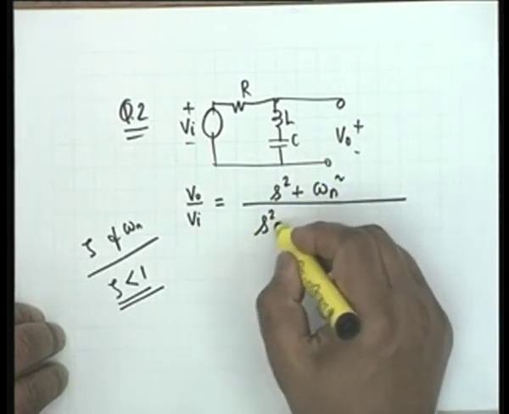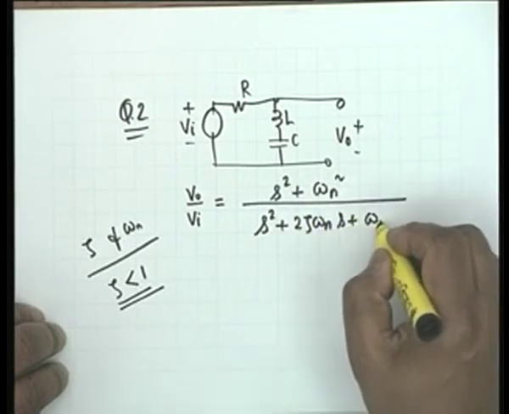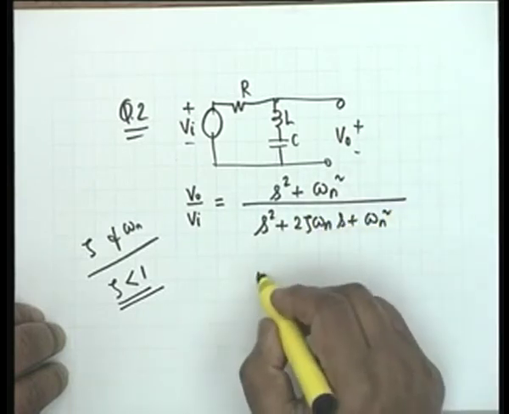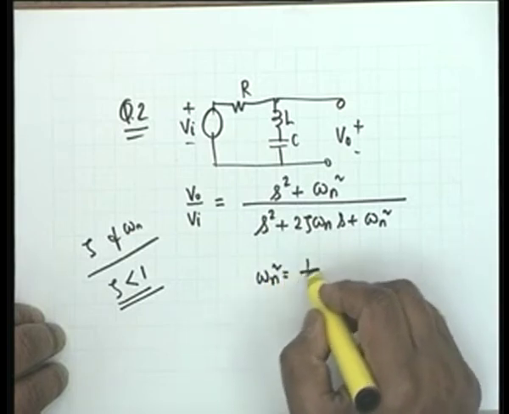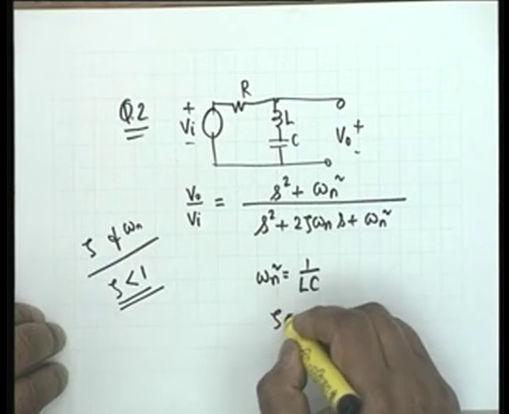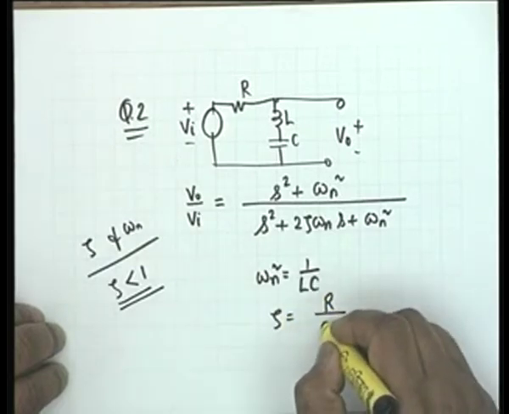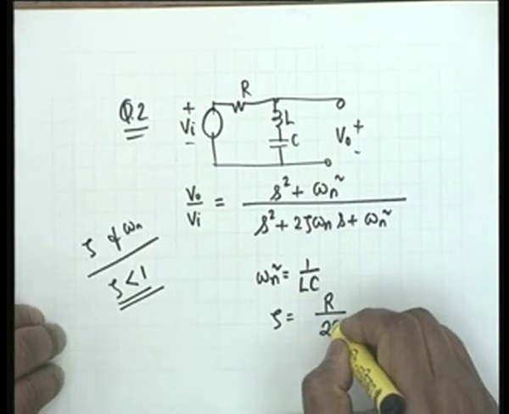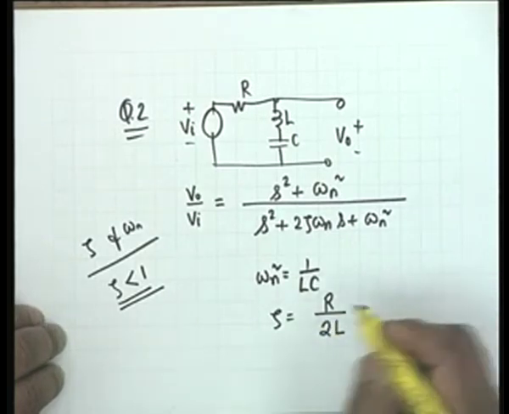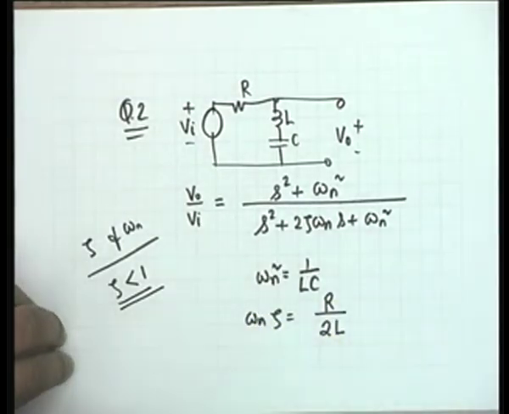transfer function is s squared plus twice zeta omega n s plus omega n squared, where omega n squared is equal to 1 over LC, and zeta is equal to R by 2L. Is that right? Zeta omega n is equal to R by 2L. Is that okay? All right. So this part is absolutely fine.